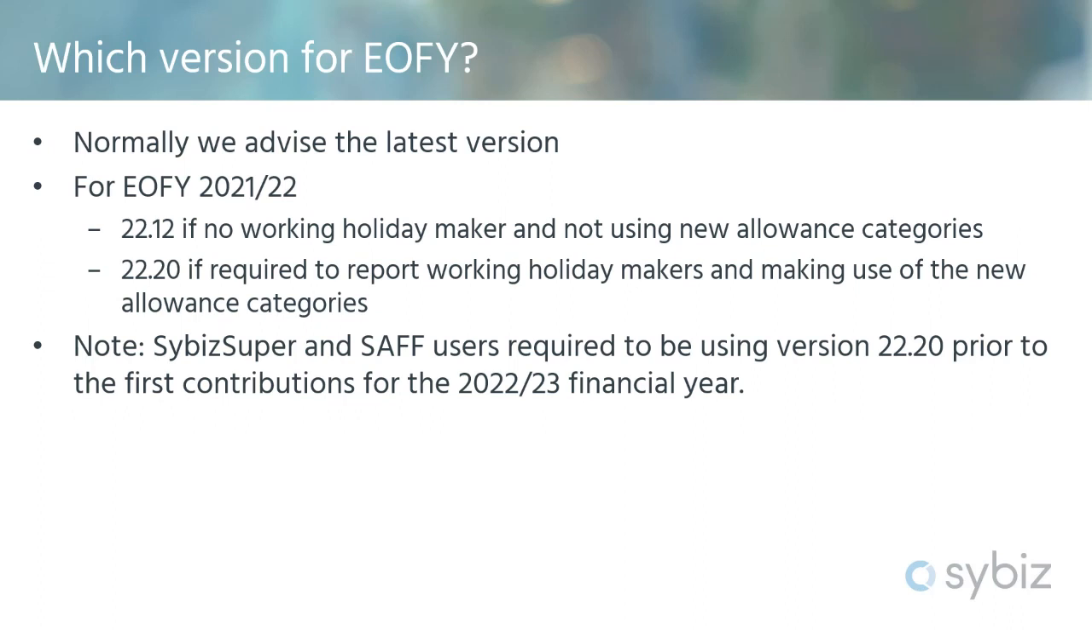Now, in terms of what version you need for the end of financial year, normally we advise to be on the latest version, and that's certainly our preference. But just a couple of pointers: you can be on 2212 if you don't have any working holiday makers and you're not using any of the new allowance categories. I'll talk a bit more about that in a moment. But if you do have working holiday makers, then you will need to be on 2220. And from a Sybiz Super perspective, you will need to be on version 2220 prior to making your first contributions for the 22-23 financial year. That could be as late as October for people that are paying super quarterly.